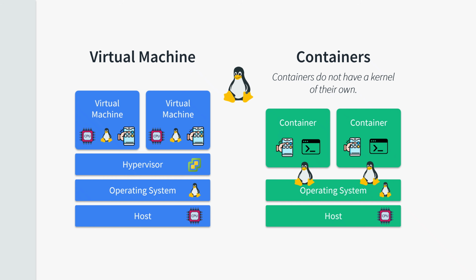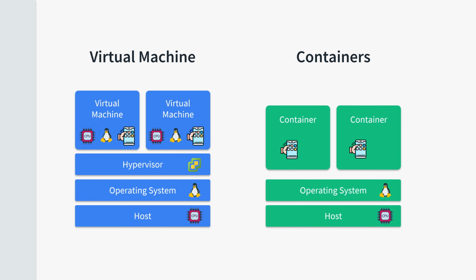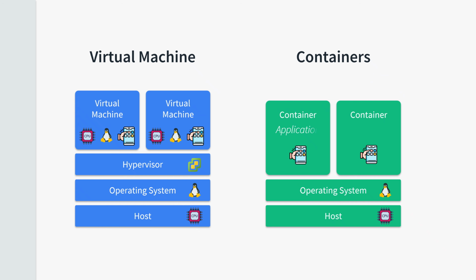Containers use the host operating system's kernel directly. This is what makes containers so lightweight compared to virtual machines. There's no independent kernel, no hypervisor, and no virtual hardware. So while a virtual machine virtualizes an entire host, a container only virtualizes an application. This is the critical distinction between the two.